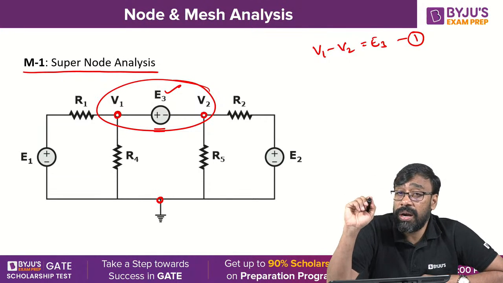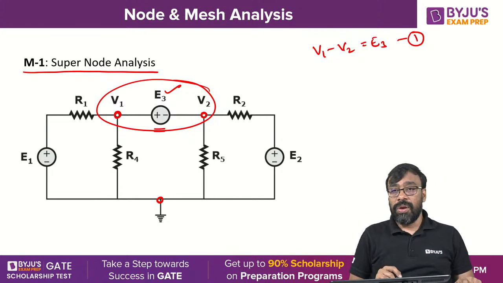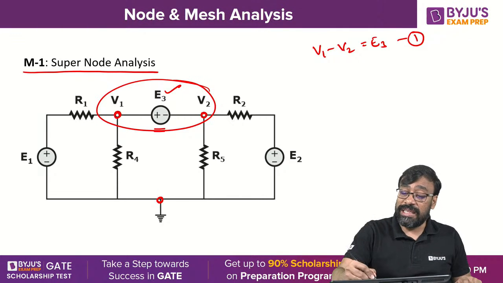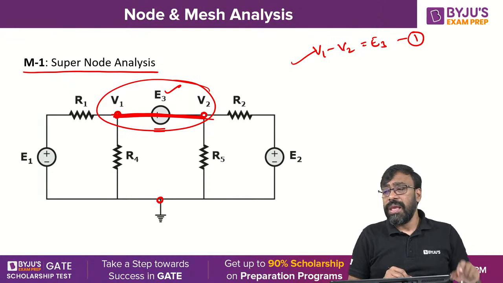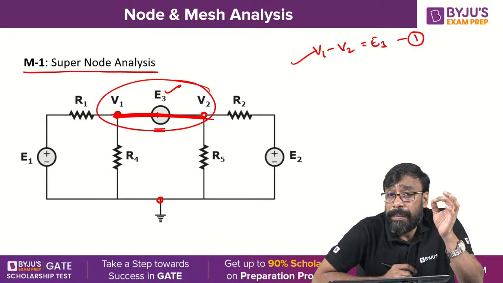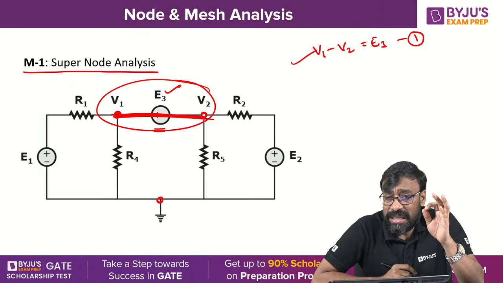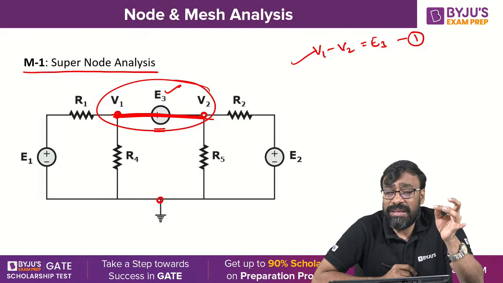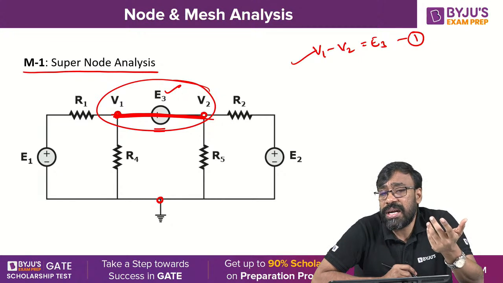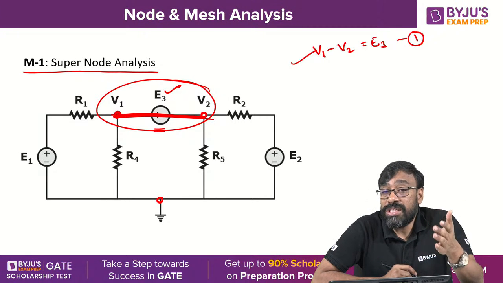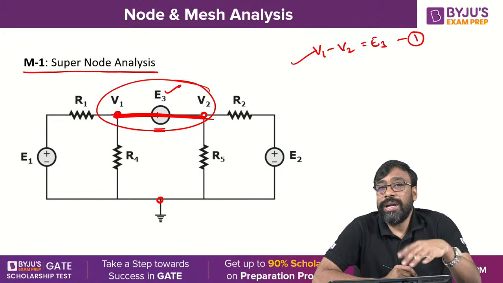But how many equations do you require? 2 equations, because there are 2 variables. Now, after expressing this, you suppress this particular voltage source. Suppressing means replacing the voltage source by its internal resistance. Suppressing, deactivating, replacing by its internal resistance, all are the same. But what is the internal resistance of an ideal voltage source? It is 0 ohm. 0 ohm refers to a short circuit. That means I'm going to replace the voltage source by a short circuit.